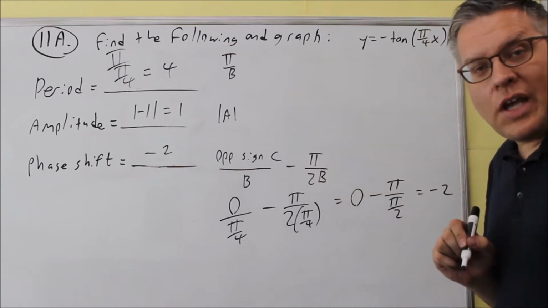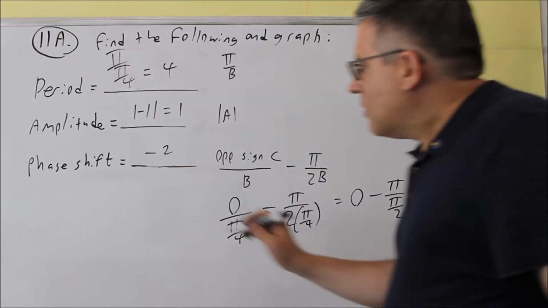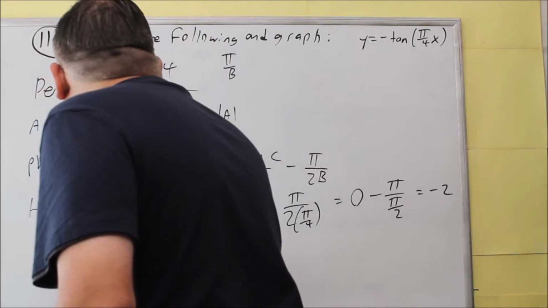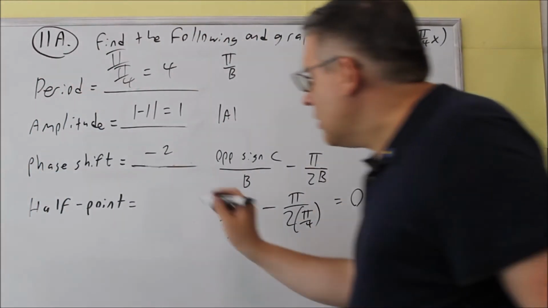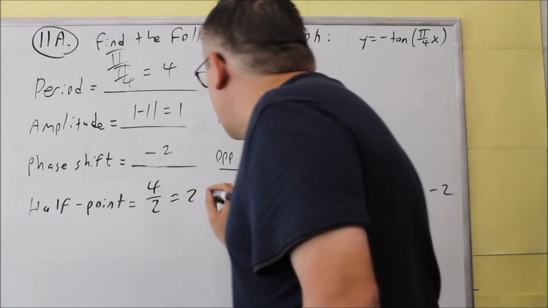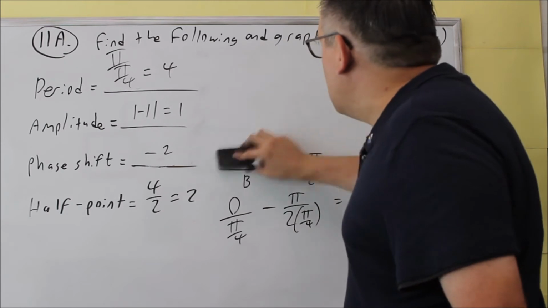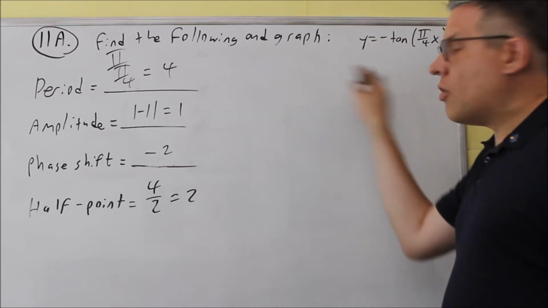Now, we have to know what the half point is, so we can add those and find out what the graph looks like. So let's do that. The half point is always your period divided by 2. So 4 divided by 2 is going to give you 2. That's your half point.